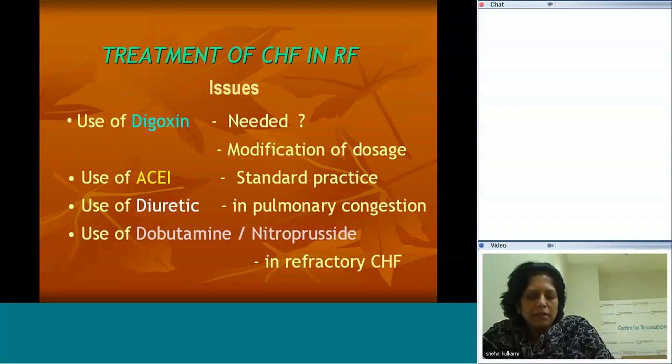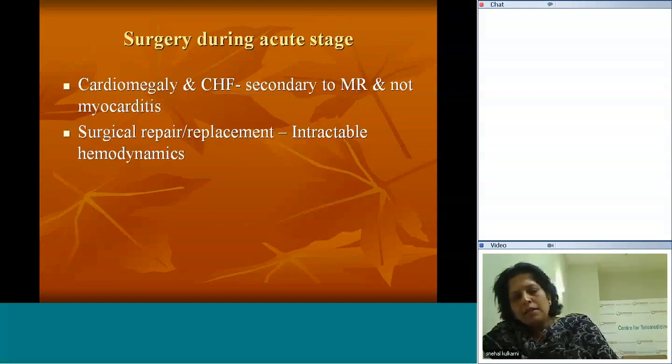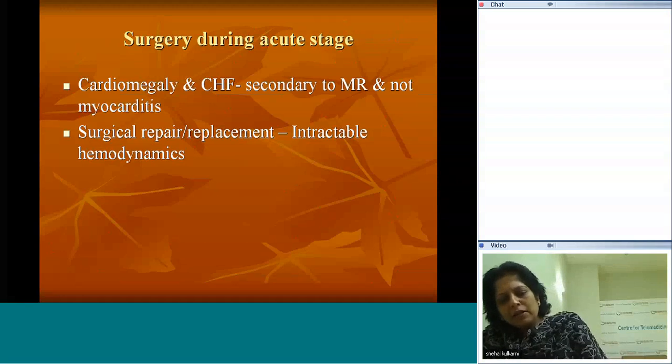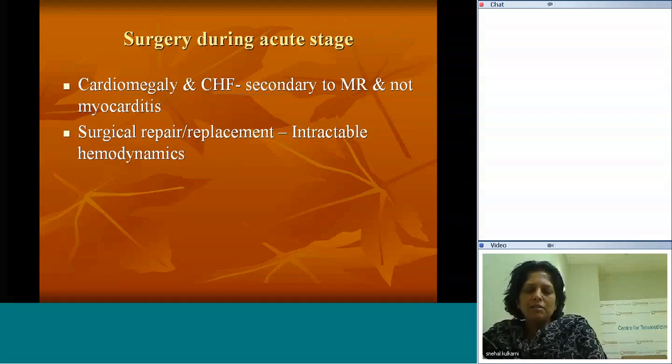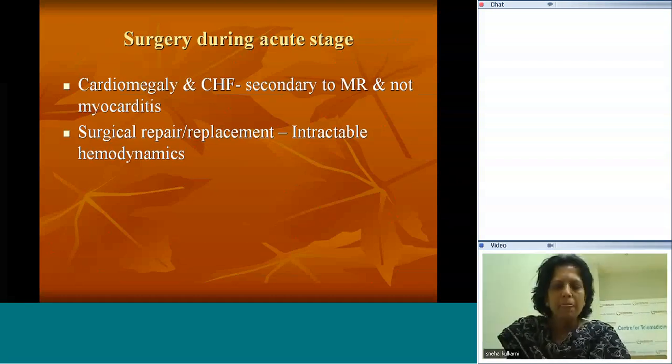Use of ACE inhibitors is a standard practice. We can use diuretics and other inotropes as and when required. The next thing is whether a surgery can be done in patients during the acute stage. As we know, if the patients have significant cardiomegaly or congestive heart failure, it's very unlikely that it is secondary to myocarditis. Most of the time, or always, it's endocardial damage secondary to severe mitral regurgitation. So, in patients with severe mitral valve disease, severe mitral regurgitation, congestive heart failure with intractable hemodynamics, in the acute stage, a surgical repair or replacement of the mitral valve is indicated.